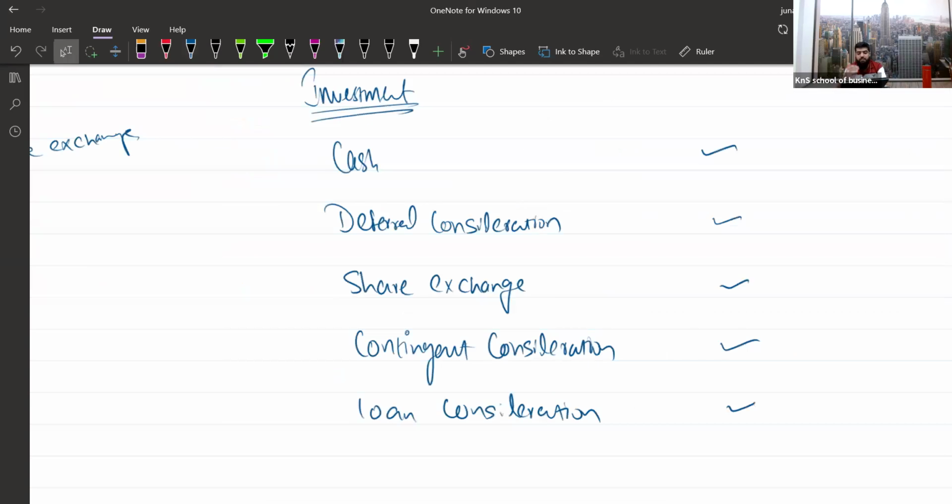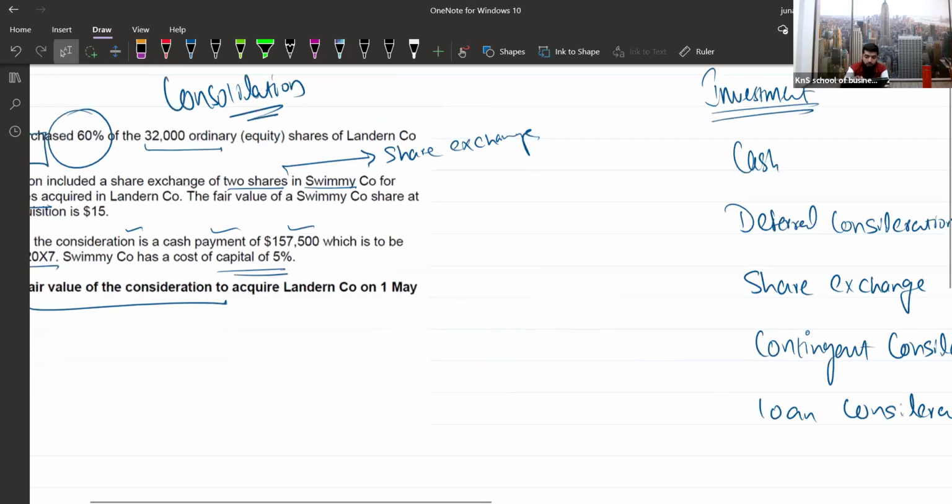I have also made some summaries related to those adjustments. If anyone of you wants that one, I will provide the summary that is related to consolidation. But right now, let's move on over here.